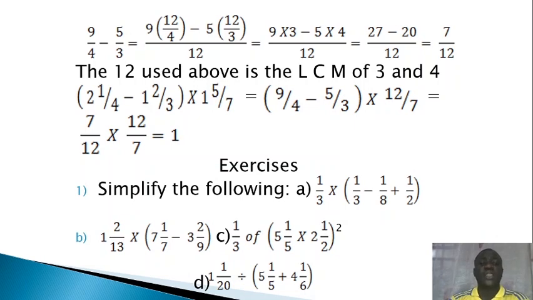So now let's look at this. We have 12 there. 12 divided by 4 will give you 3, and 12 divided by 3 will give you what? 4. That is why in the next operation you find out that 9 is multiplying 3, and minus 5 is multiplying what? 4. So when 9 multiplies 3, the result is what? 27. And when minus 5 multiplies 4, the result is minus what? 20. So 27 minus 20 will give you what?